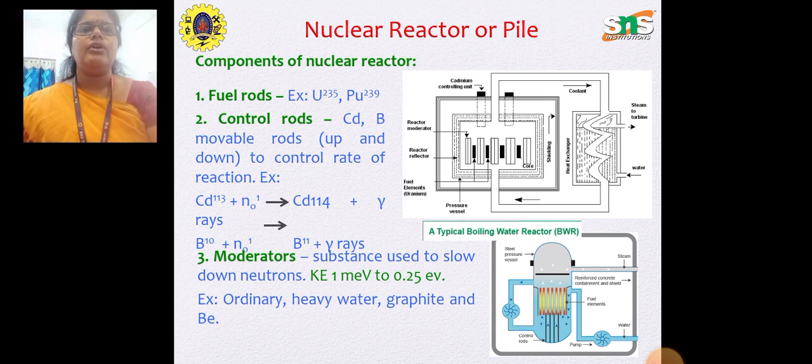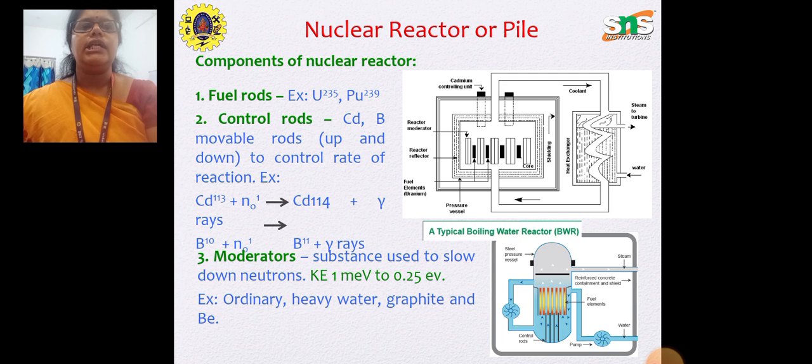First is the fuel rod, for example uranium 235 and plutonium 239. Next are control rods, made of cadmium and boron. They are movable rods that can be moved up and down to control the rate of the reaction. During the fission reaction, the chain reaction can go beyond control. So when these control rods, like cadmium and boron, are inserted into the reactor core, they absorb the extra neutrons and control the rate of the reaction.